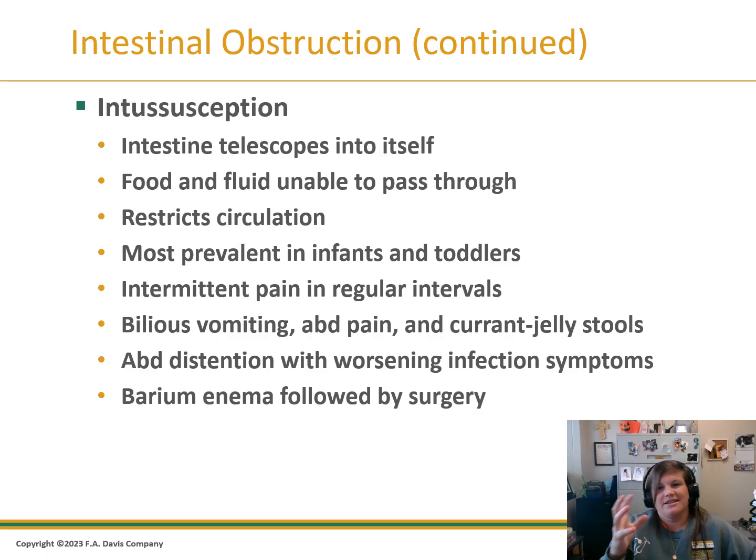So this dark coloration, bloody mucus, jelly-like stool. Definitely nasty. The patient will experience abdominal distension, especially with increased infection symptoms. It's going to make that worse. And it mentions a barium enema followed by surgery.